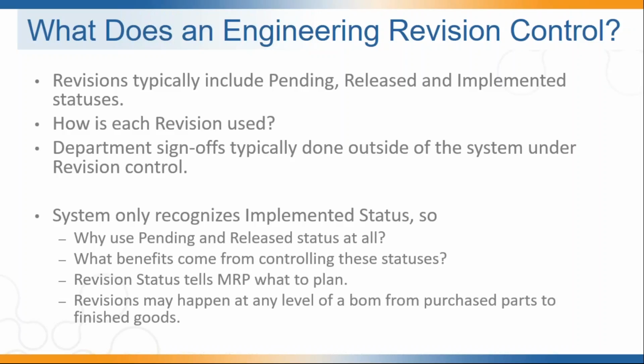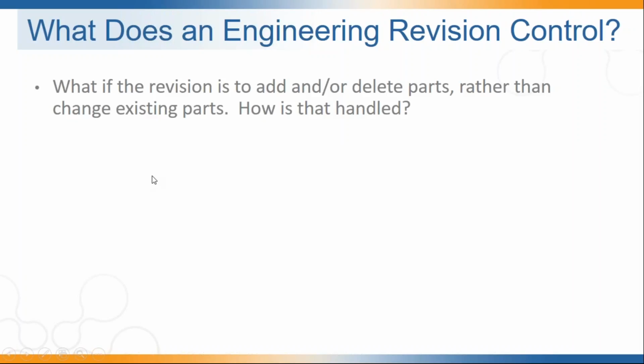Revisions can happen at any level of a bill of material, from the bottom level of purchased parts all the way up to finished goods. But what if the revision is not to change parts, not to make changes so that it evolves from one part to another, but it's to add or delete parts? How is that going to be handled?